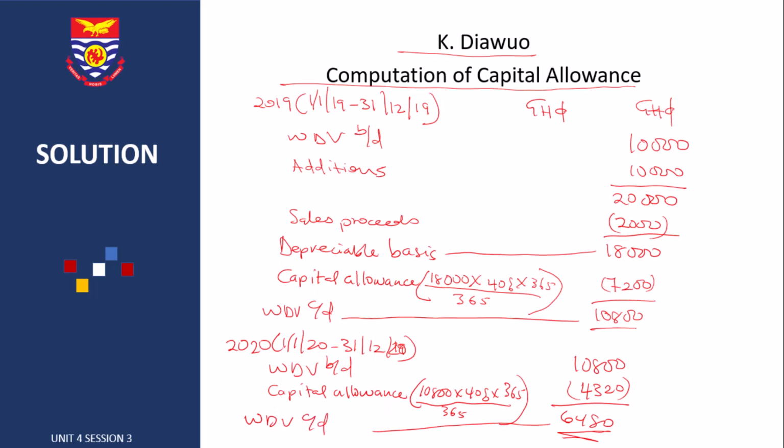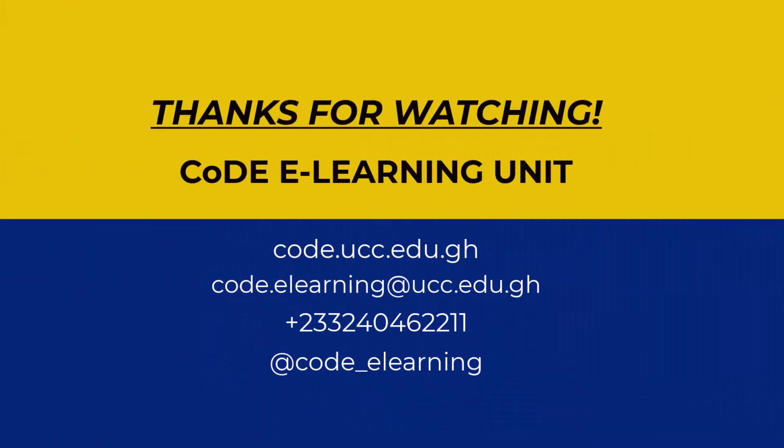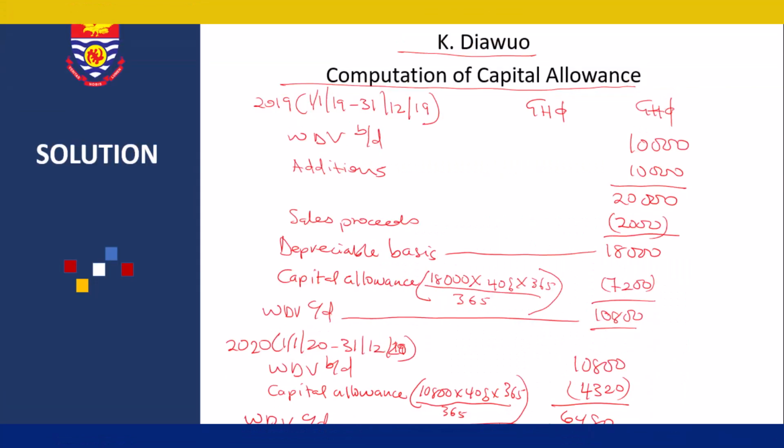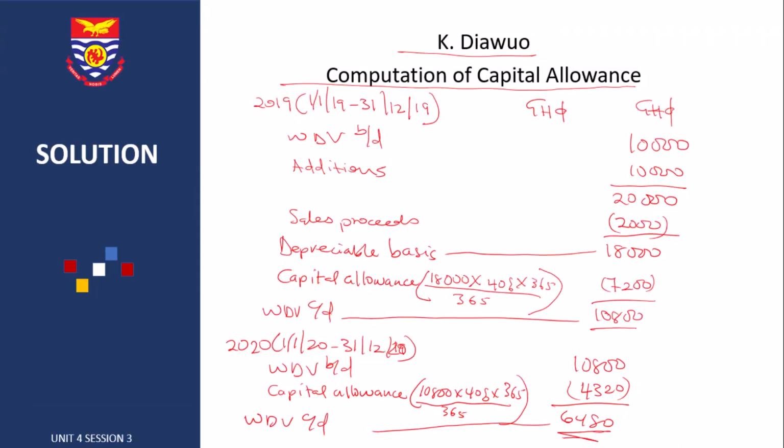Okay, so that is it for this question. Please take note that with the computation of the number of days of the basis periods, that is for the C part of the formula, we concentrate on when the business started operations and not when the asset was purchased. So even if the asset was purchased in December and then the business started operations in January, that asset is going to enjoy full capital allowance.